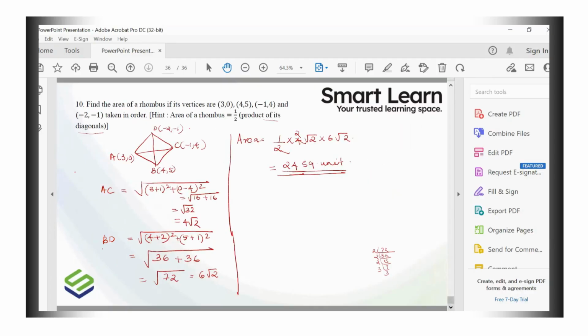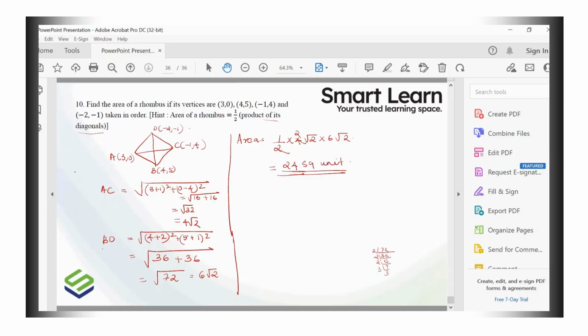Then find the area of the rhombus if the vertices are given. So that is area of the rhombus. Here already they mentioned half into product of the diagonals. So here you have to find the length of the diagonals using the distance formula, then apply the formula. So area of the rhombus is half into product of the diagonals.